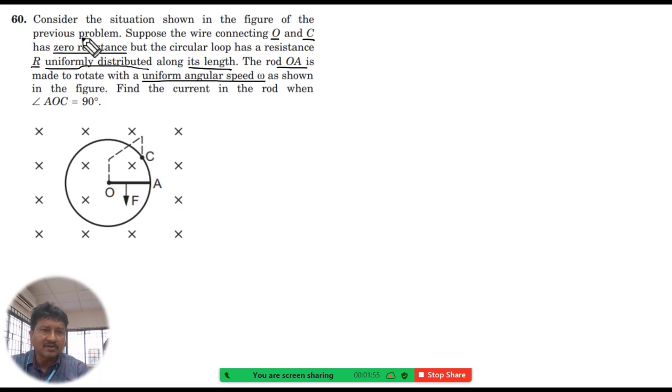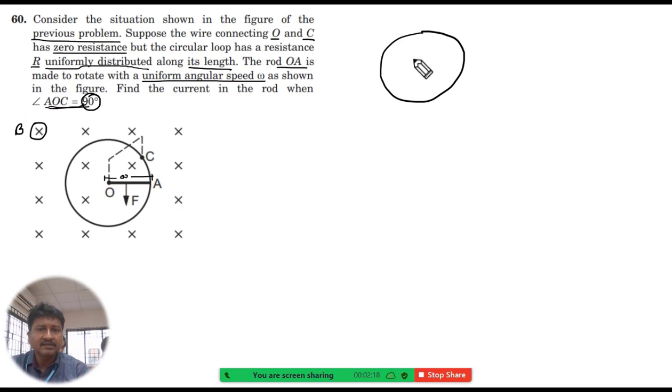In the previous problem, the magnetic field is B and the length of this rod is A. When it is revolving, this rod makes 90 degrees, that means it will be straight down. The rod comes here and that is C. This is the joining wire O and this is A. This angle they given as 90 degrees.